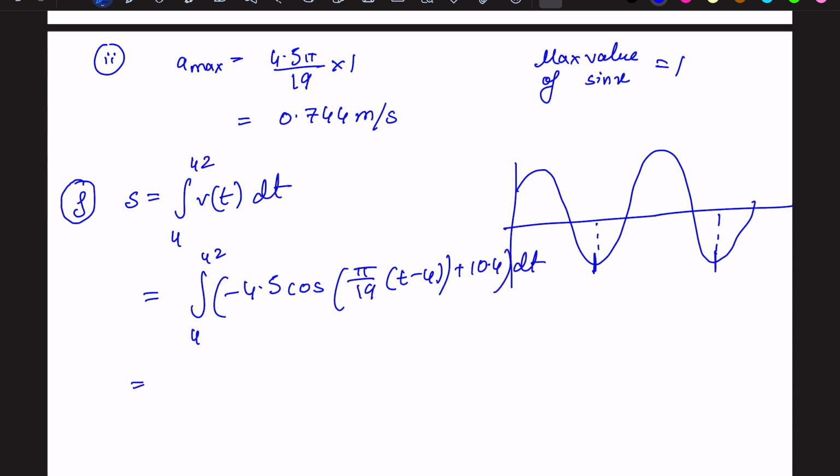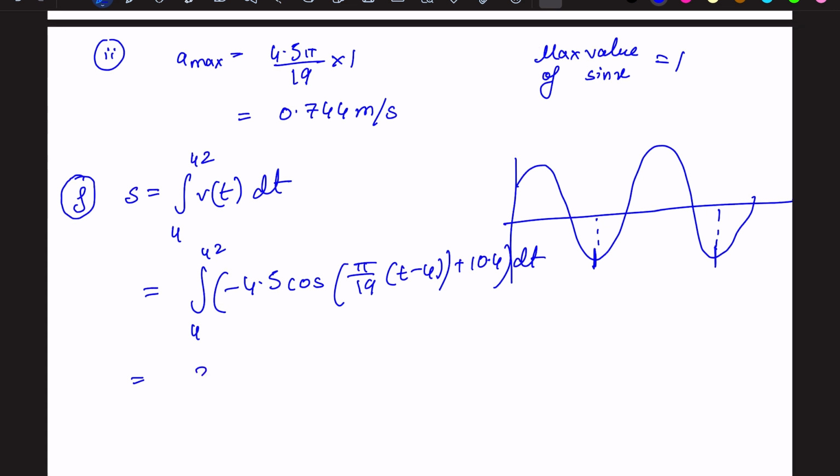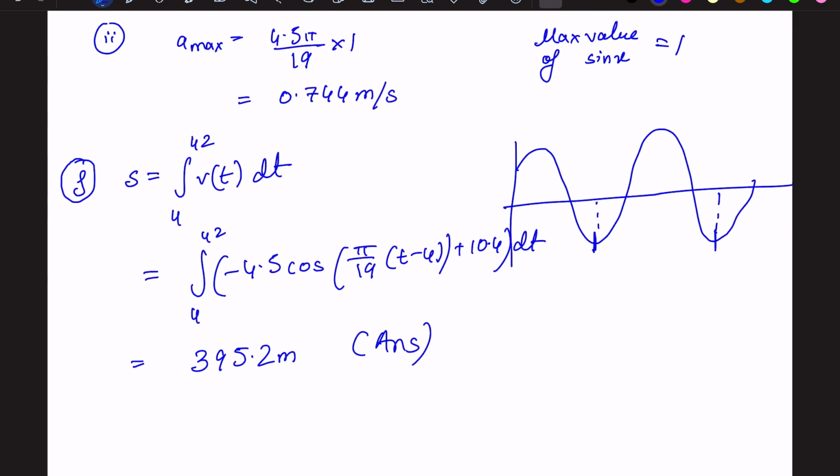Now if I put this in a calculator, I'll find the value as 395.2 meters, which is the answer to part F. And with this, we are done with this paper.